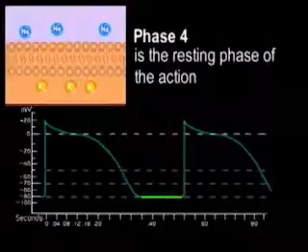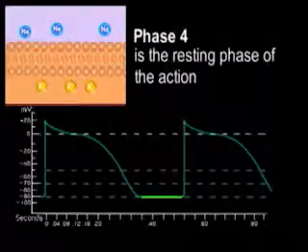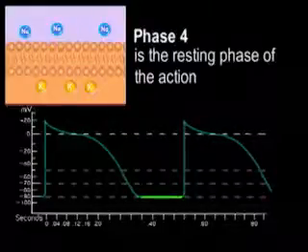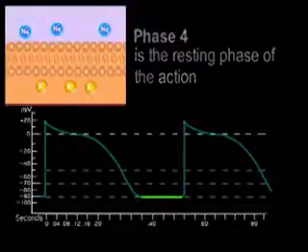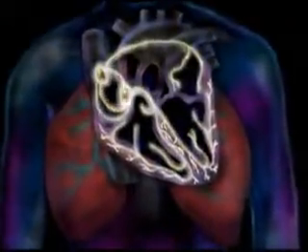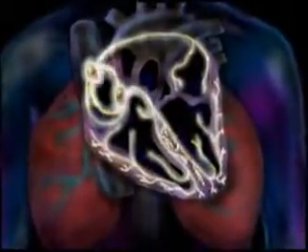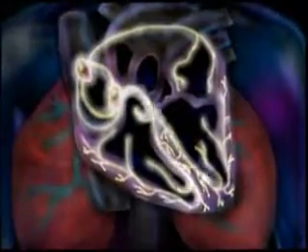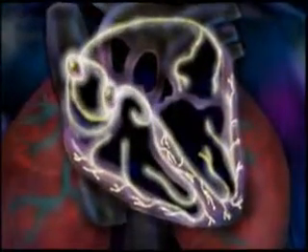Phase 4 is the resting phase of the action potential, where the inside of the cell is negative and the cell may respond to another stimulus. Depolarization of one cardiac cell acts as a stimulus to adjacent cells, spreading outwards and causing them to depolarize.